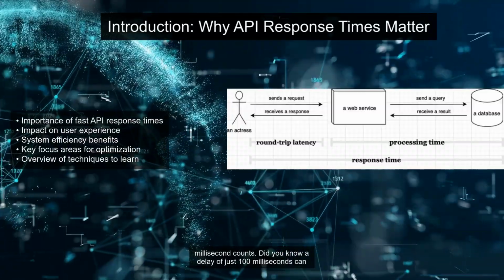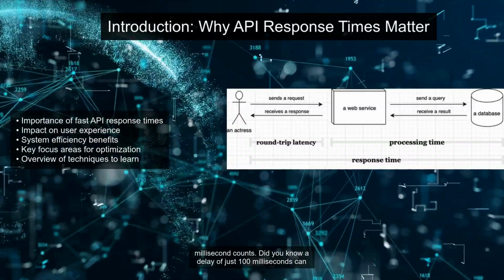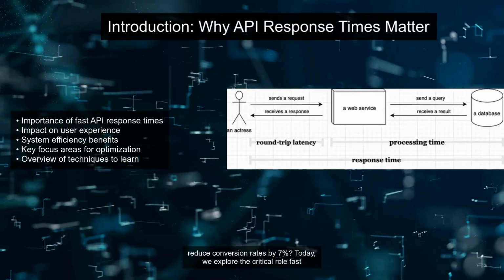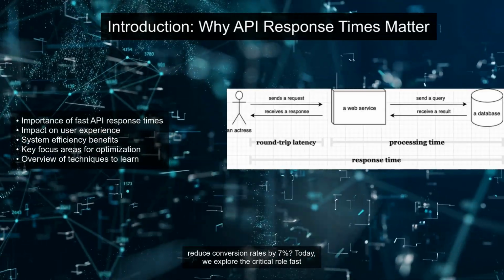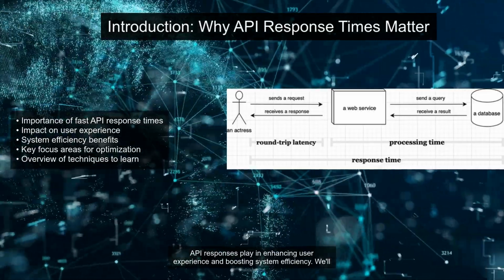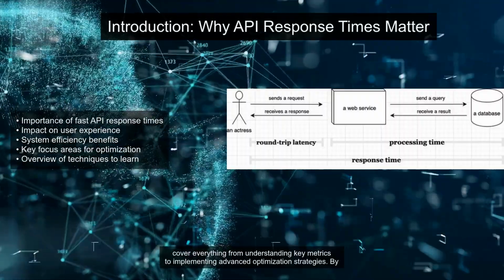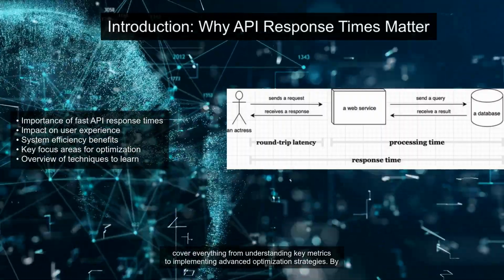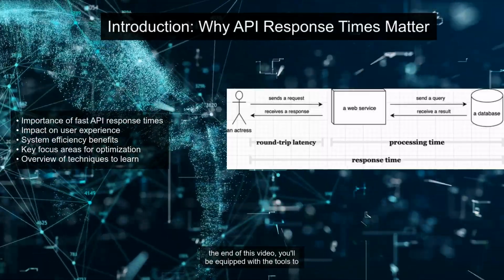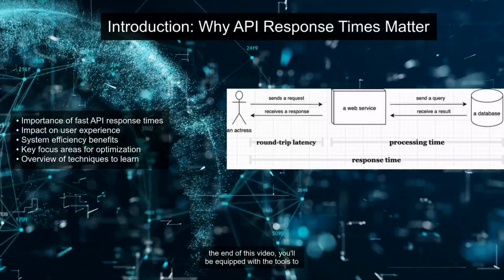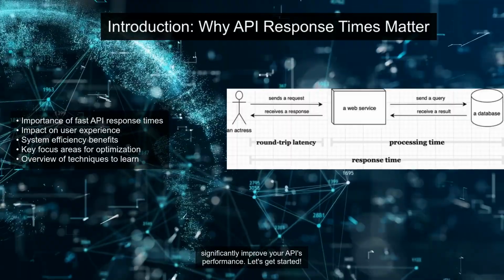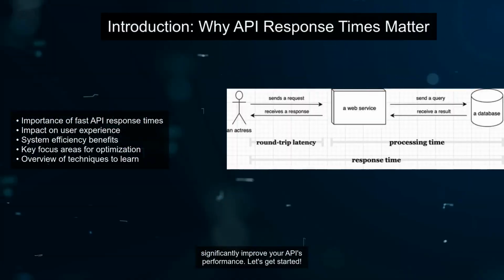Did you know a delay of just 100 milliseconds can reduce conversion rates by 7%? Today, we explore the critical role fast API responses play in enhancing user experience and boosting system efficiency. We'll cover everything from understanding key metrics to implementing advanced optimization strategies. By the end of this video, you'll be equipped with the tools to significantly improve your API's performance.